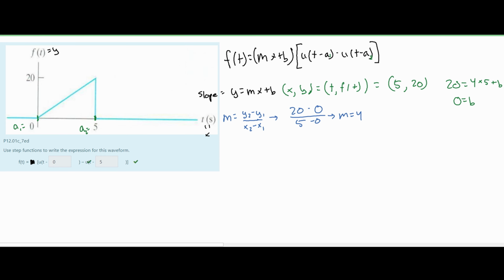So that means the first part of our equation, this part right here, is just going to be our m, which is 4, times our x plus 0. So we're just going to have a 4x here, and then if we erase this part, we can see that we have a 4x, or because this is t instead of x, we are going to have 4 times t. And that is how you would go about solving for this problem.